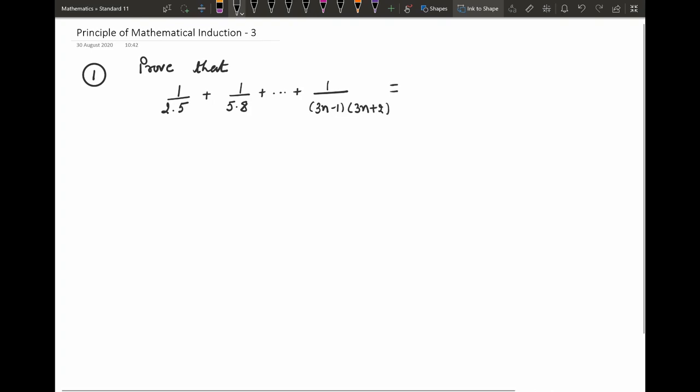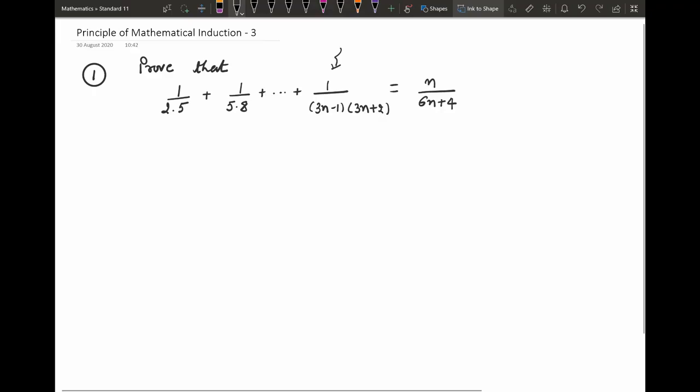equal to n upon 6n plus 4. So first you observe that this is general term. If you take n equal to 1, you will get first term 1 upon 2 into 5. If you take n equal to 2, you will get second term 1 upon 5 into 8 and so on. So to prove this, we will use principle of mathematical induction.